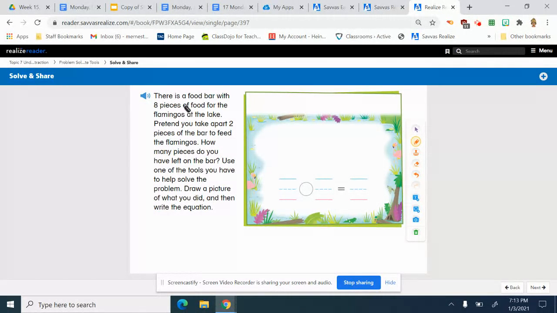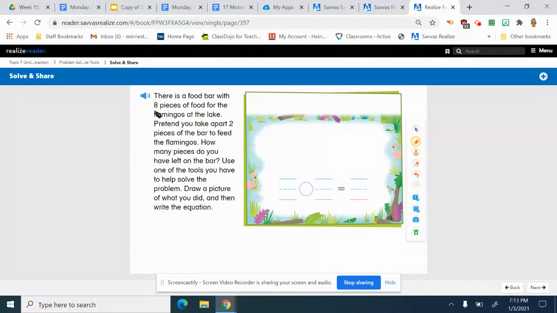There is a food bar with 8 pieces of food for the flamingos at the lake. Pretend you take apart 2 pieces of the bar to feed the flamingos. How many pieces do you have left on the bar? Use one of the tools you have to help solve the problem. Draw a picture of what you did and then write the equation.